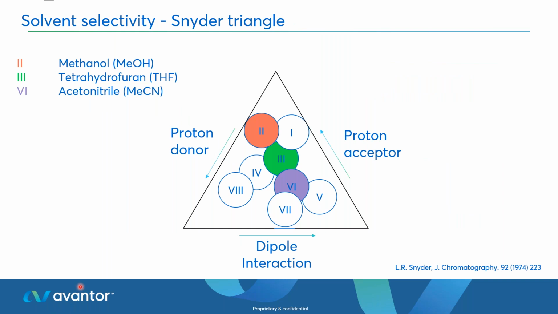We tend to use methanol, acetonitrile, IPA, and THF as our organic modifiers in reverse phase chromatography, and they have different interactions. We choose these to give us different selectivity. So when you're exploring your method development, it's worth looking at solvents that have different proton acceptors and donors and dipole interactions to make sure that you're exploring that selectivity space.